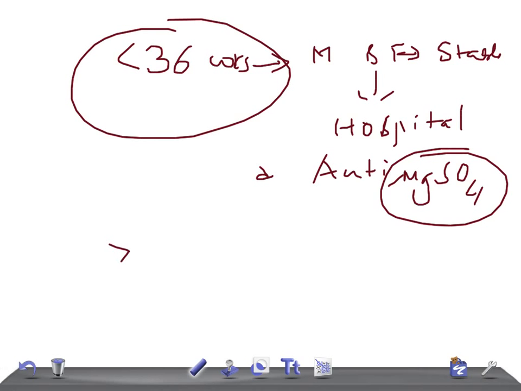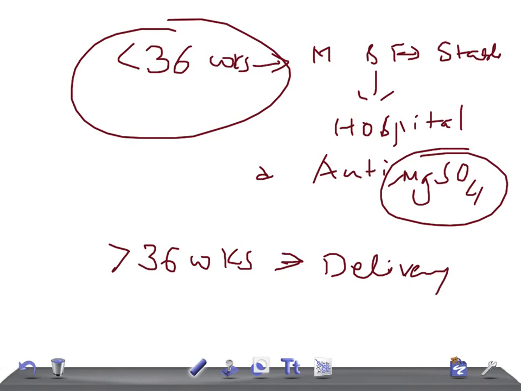If the fetal age is more than 36 weeks of gestation, then delivery is important. Okay, delivery is really very important, with oxytocin. Okay, dilute oxytocin, induction of the labor. Okay, and MgSO4 to prevent seizures, right? So above 36 weeks, you should go ahead with the delivery.